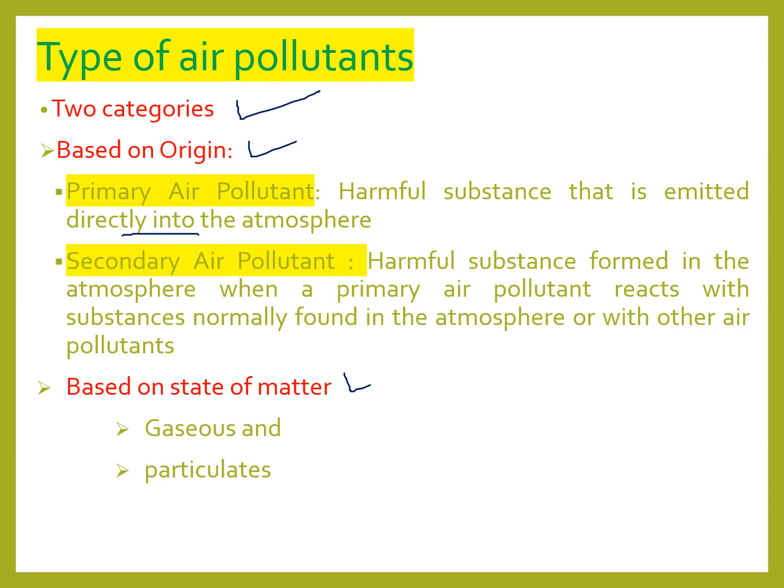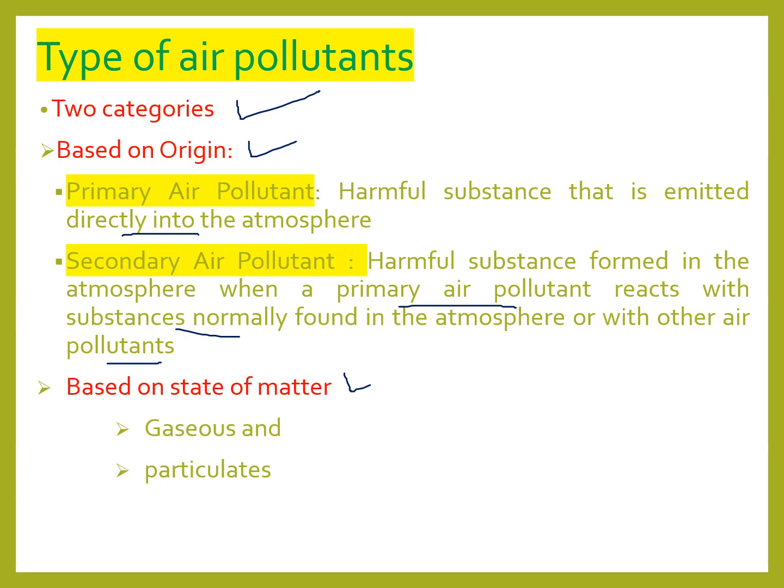Next is secondary air pollutants. These are the harmful substances formed in the atmosphere when a primary air pollutant reacts with the substances normally found in the atmosphere or with other air pollutants. So basically it is due to reaction between the primary pollutant and the other pollutants. So secondary air pollutants are due to reactions, and primary air pollutants are directly emitted in the form in which they originated.